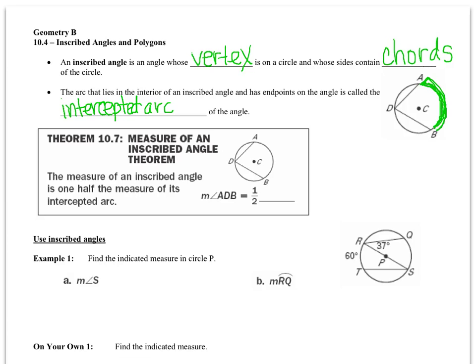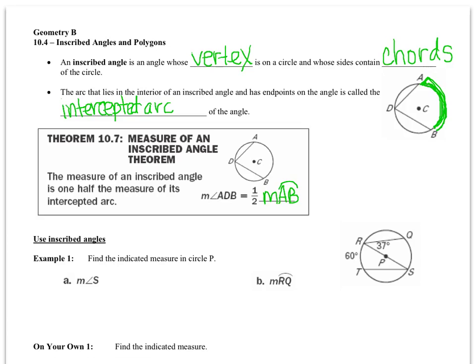Okay, so theorem 10.7, the measure of an inscribed angle theorem, says the measure of an inscribed angle is 1/2 the measure of its intercepted arc. So the measure of this angle is going to be half of this arc. So the measure of angle ADB equals 1/2 the measure of arc AB.